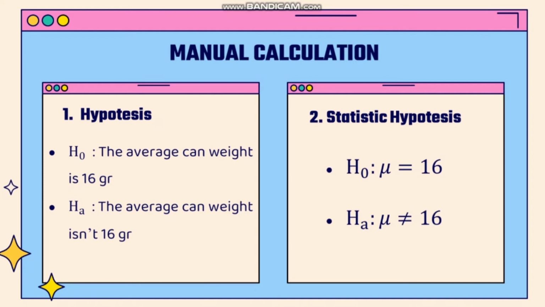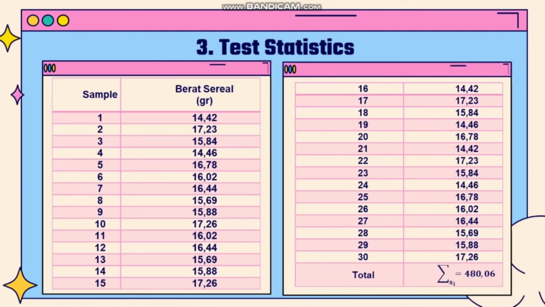Hypothesis 0 means the average can weight is 16 grams. Hypothesis alternative means the average can weight isn't 16 grams. And we have statistic hypothesis 2. Next, for test statistics, we know that there are 30 samples with the sum of the weights is 480.06.